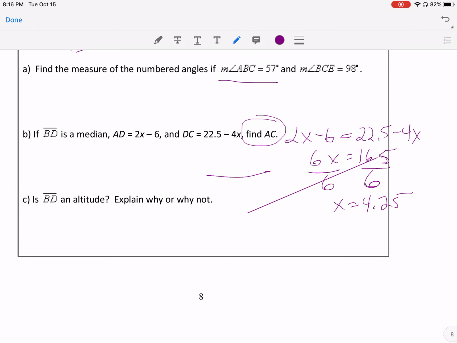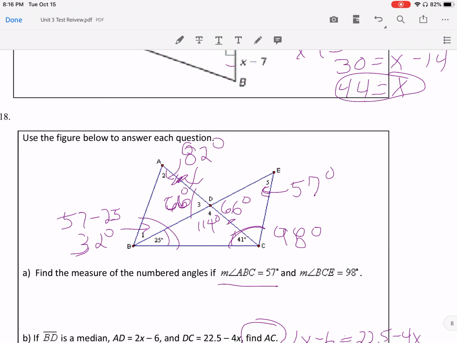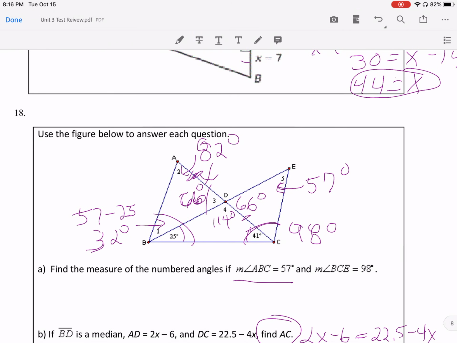It says is BD an altitude. Okay, so what you should know about an altitude is, if BD is an altitude, that would make this perpendicular. This angle right here would have to be 90 degrees. But I know that that angle is 114. Angle BDC is actually 114 degrees. And so therefore it can't be an altitude, because altitudes are perpendicular to the opposite side. Perpendicular lines form right angles, which measure 90 degrees. That angle does not measure 90 degrees, so therefore it cannot be an altitude.